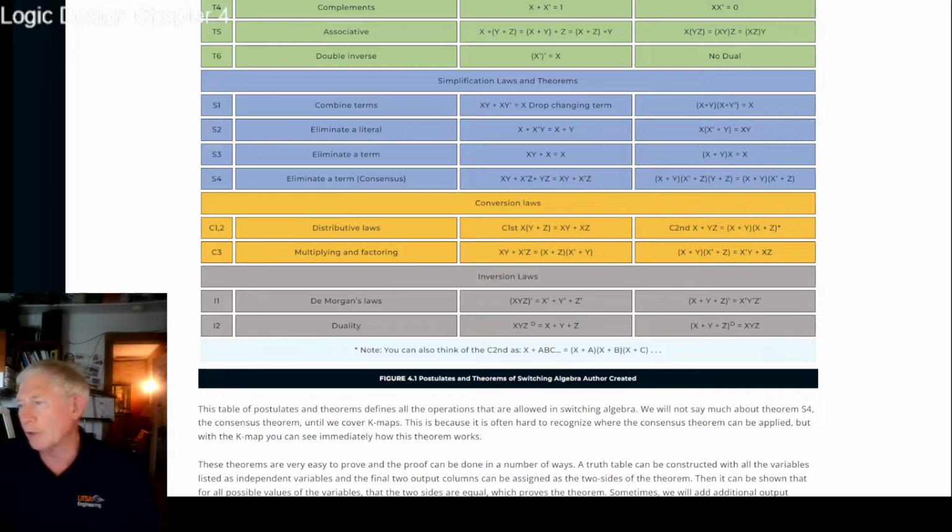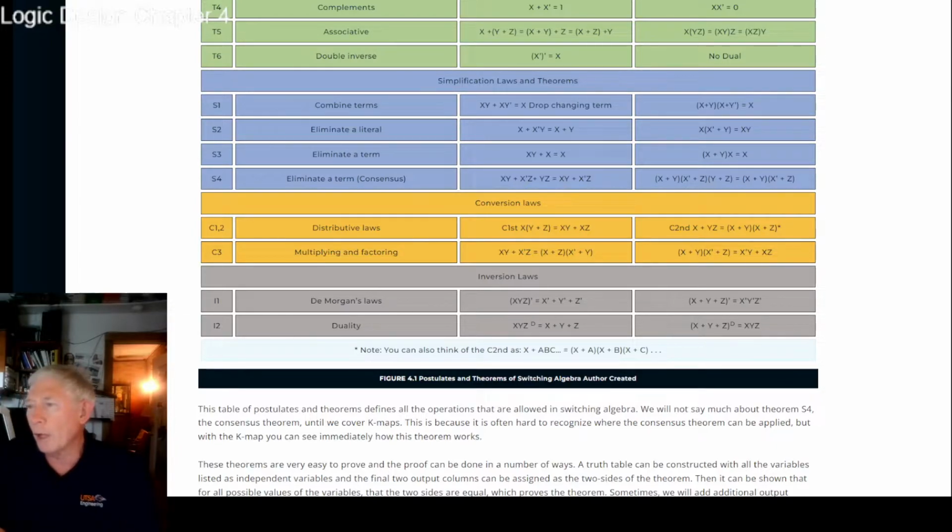This is the consensus theorem. The point is that in x y plus x prime z, the yz term is superfluous. You don't really need it, but it's also a legitimate term. So you can add it or you can get rid of it depending on what helps you. And the same over here, this yz term is superfluous. With a K-map, it's easy to see. Without a K-map, they're tricky to see.